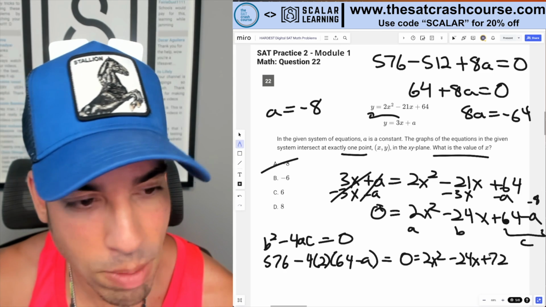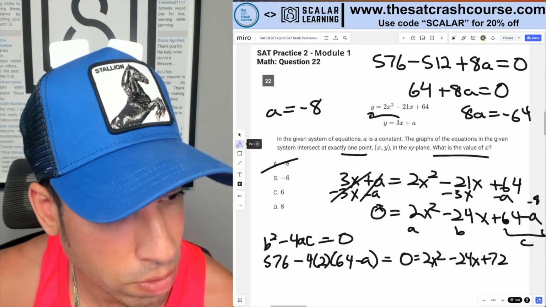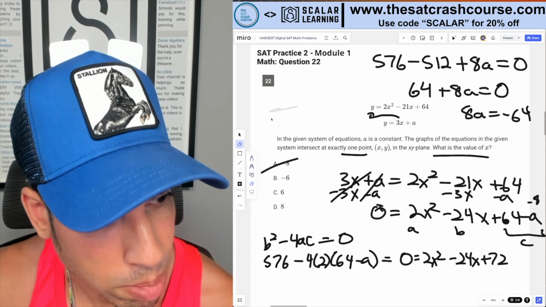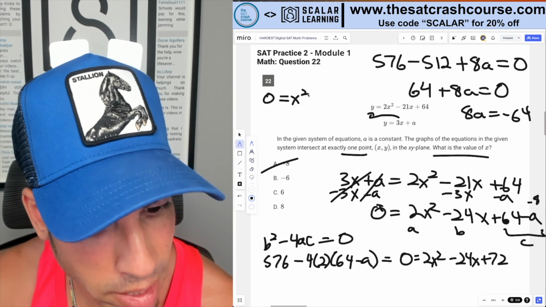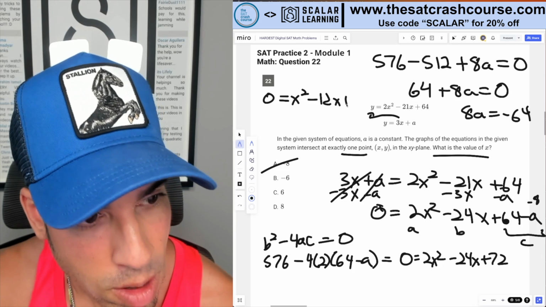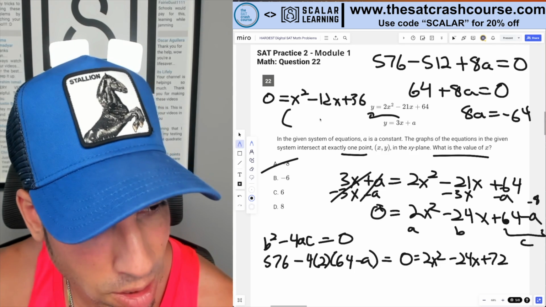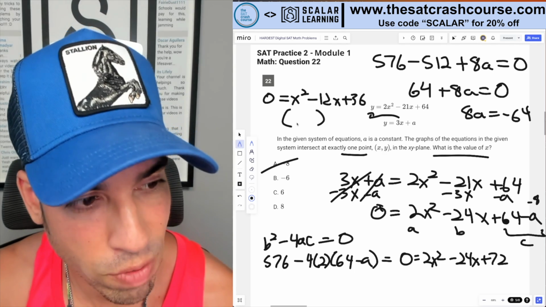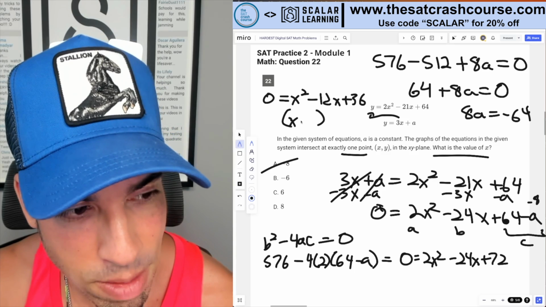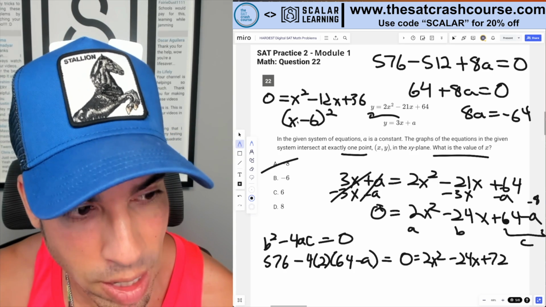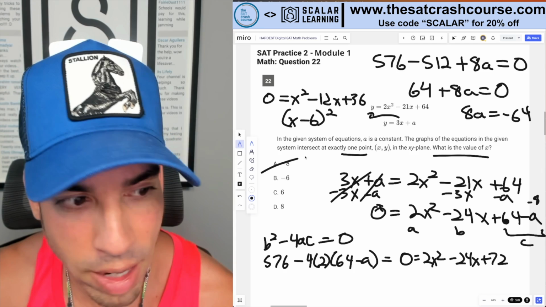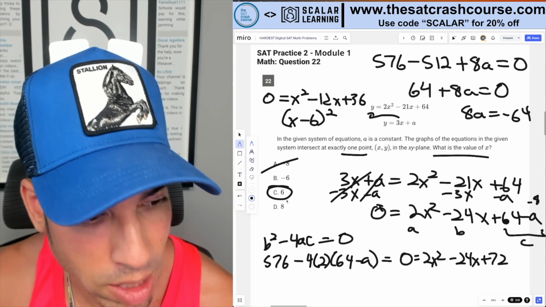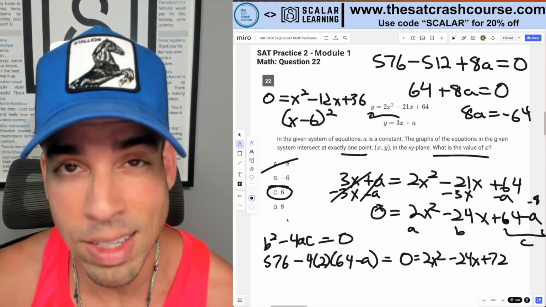First, I'm going to divide everything by 2 to get rid of that leading coefficient. Let me make some more room up here. So we divide everything by 2. I've got 0 is equal to 1x squared minus 12x plus 36. Now we can see that this factors nicely. It's actually a perfect square, and it becomes x minus 6 squared, right? x minus 6 times x minus 6 gives us this, which means our solution for x is 6 right here. So C is the winner. That's how you do it.